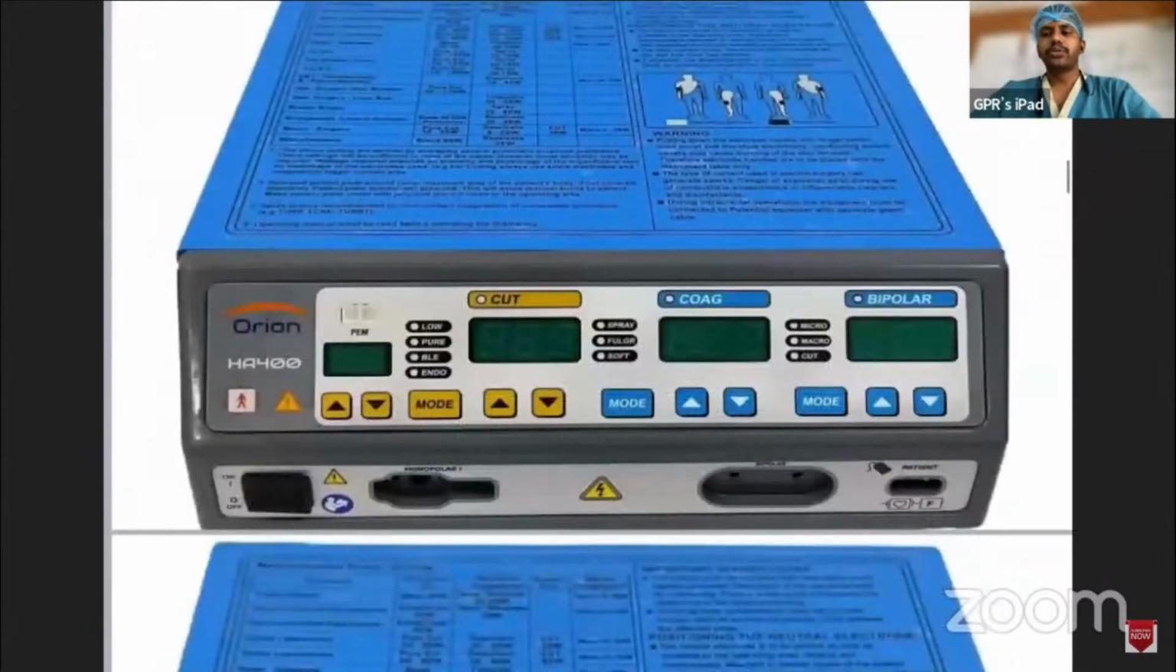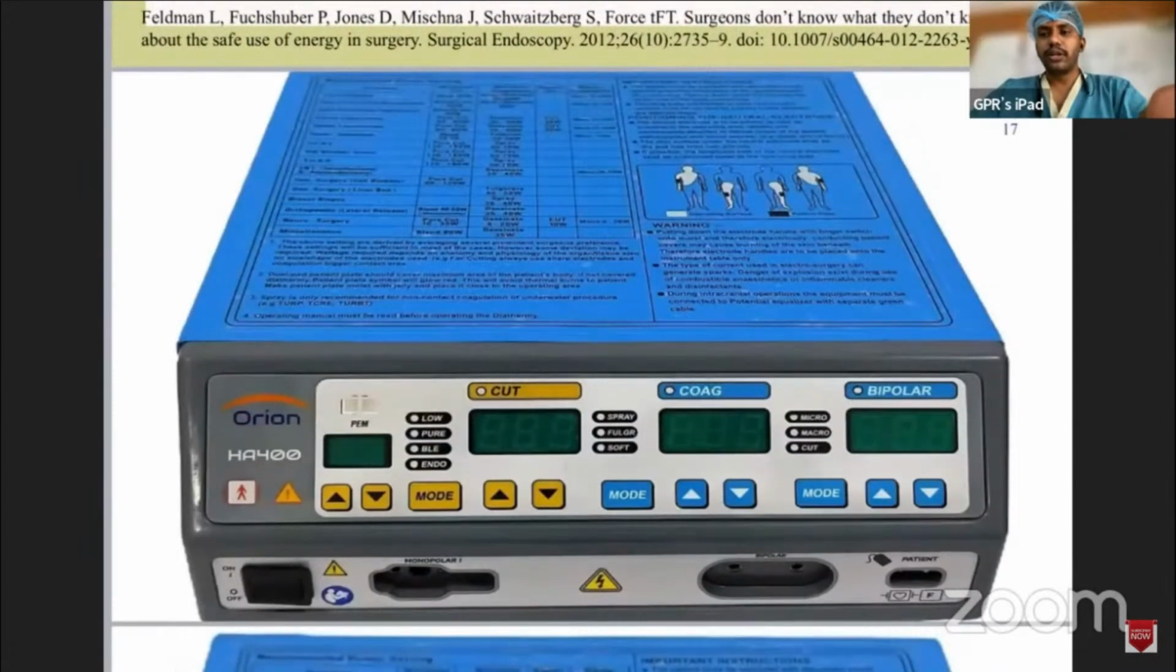So this is how an electrosurgery or electrocautery unit looks. It has three different modes: cutting, coagulation, or bipolar. You can see the different mode setups like low, pure, blended, and endo. Endo is 2 or 3, blended is 1, pure is pure current, and low is the low setting of the pure current. When it comes to coagulation, we have spray, fulguration, and soft modes. And last but not least, bipolar is either a micro or macro unit or a cauterization unit.